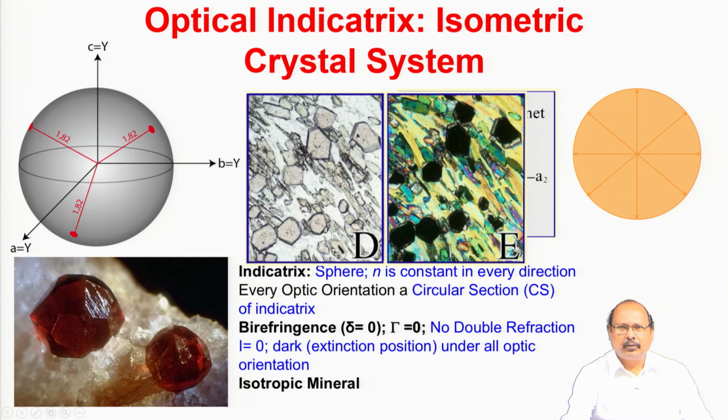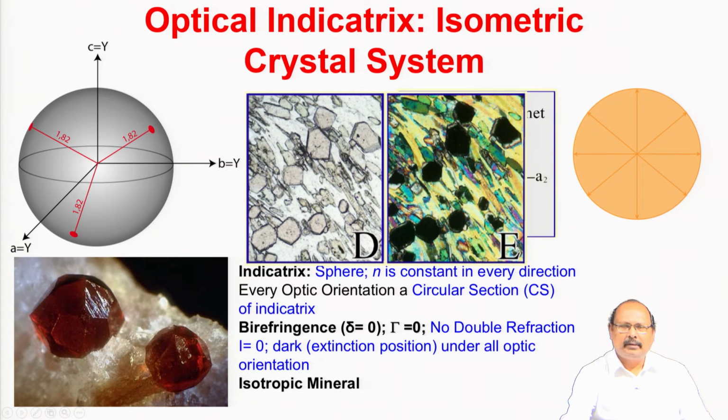Let us show you the importance of the circular section of the indicatrix for a mineral belonging to the isometric crystal system. Here there are two photographs. The photograph to the left shows garnet seen under plain polarized light, and these are the crystals of garnet. It has very high relief, and the color is pale pink to colorless.